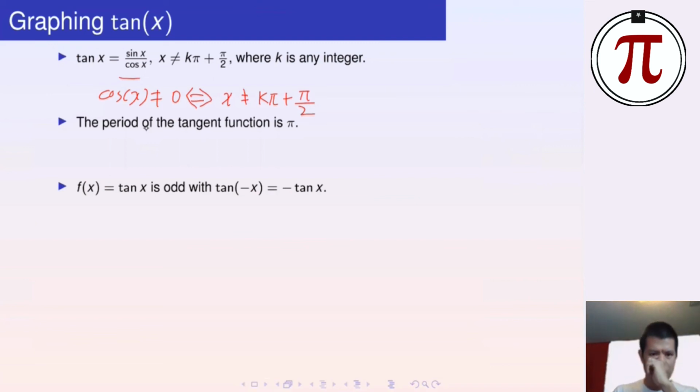Another thing about the tangent: tangent is sine over cosine, and the period of the tangent function is pi instead. This is not 2 pi; the period of tangent is pi. And it is an odd function; tangent is odd.